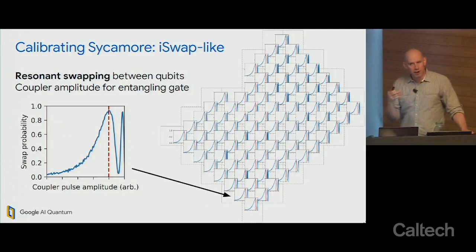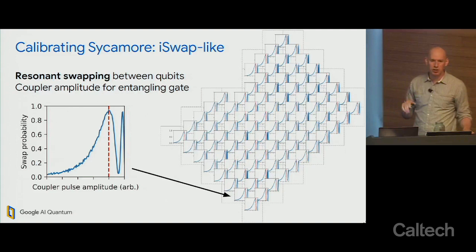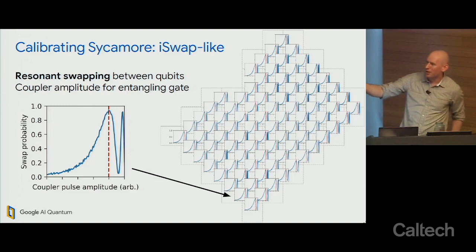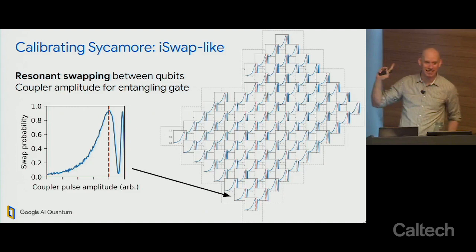And finally, let's touch on our two-qubit gate. So this is actually the calibration that was used to do the two-qubit gates in the Supremacy experiment for this iSwap-like gate. So what we want is for a photon to swap from one qubit to a neighboring qubit. And the probability of that happening is the vertical axis here. And during the experiment, we just tune what coupler pulse amplitude we need. So down here on the left, we have small coupling, so no swap is happening. And as we turn up the coupling, we get a swap. But if you turn up the coupling too high, it actually swaps there and back again. So we need to pick the right value, which is where this red vertical line is.